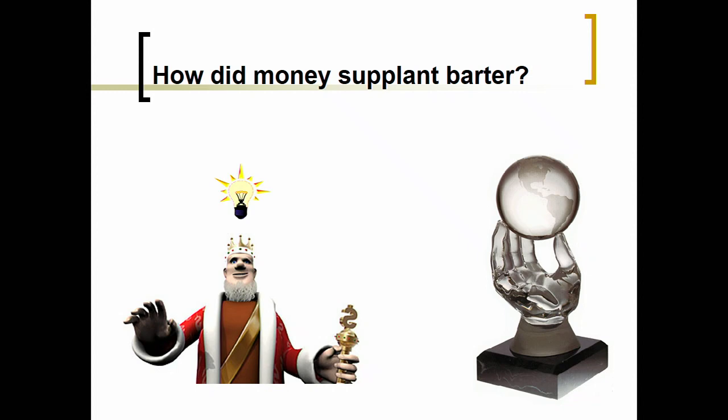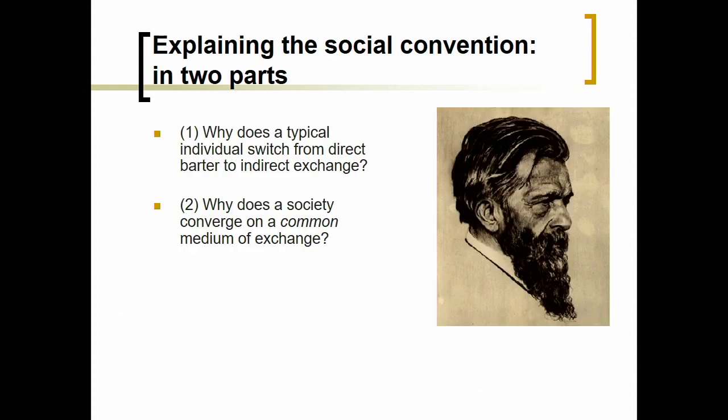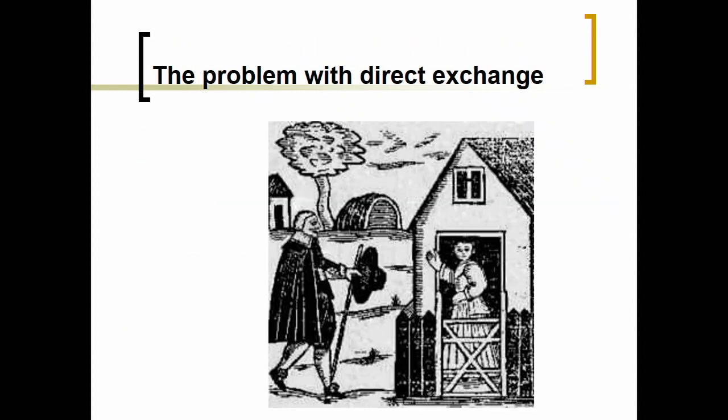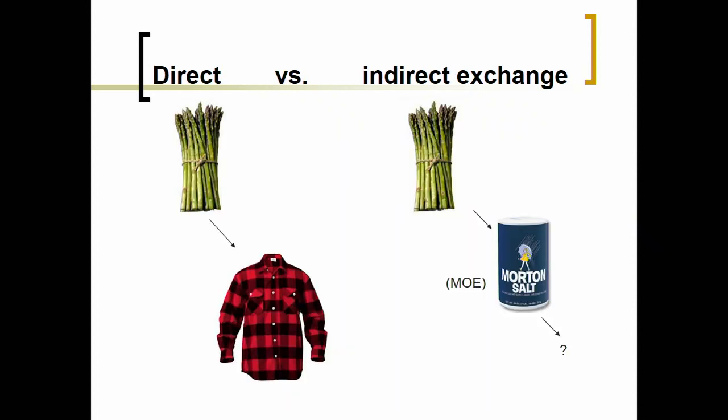Okay, there are problems with direct exchange. If you're an asparagus farmer, not a lot of people like asparagus, and you want to get a shirt. It's going to be pretty difficult. You need to find someone that has a shirt that also wants asparagus. As an asparagus farmer, you're kind of SOL.